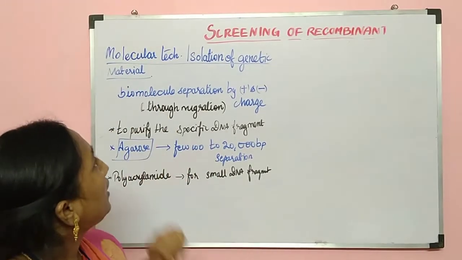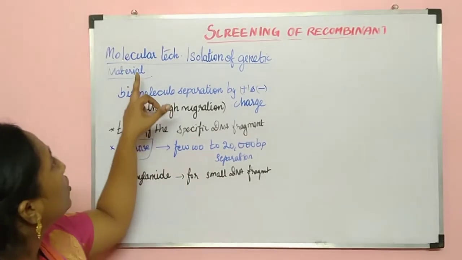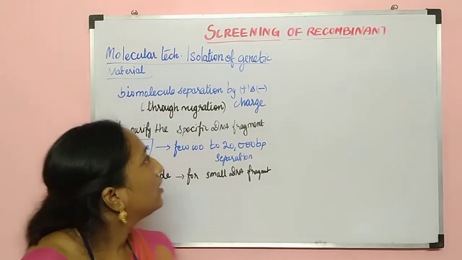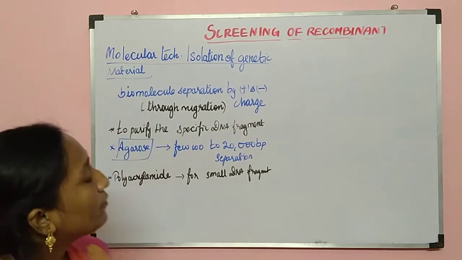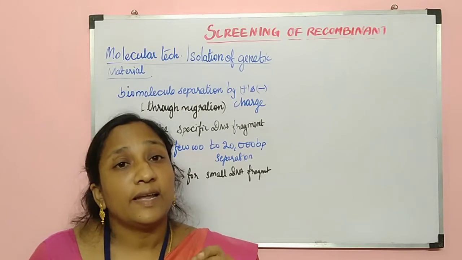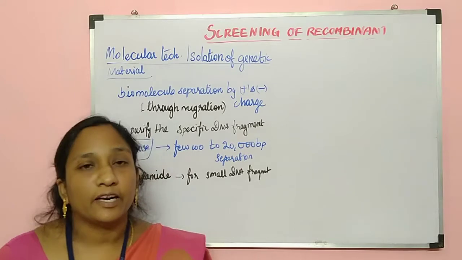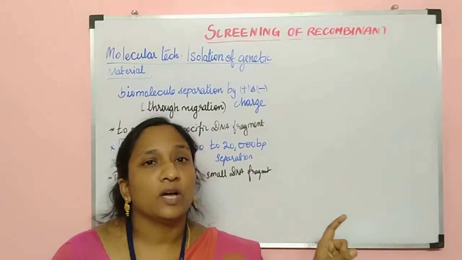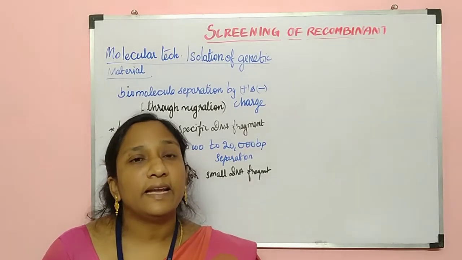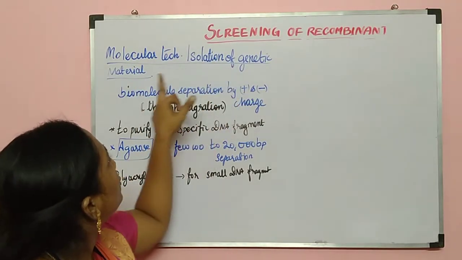Now we are going to learn about the molecular technique of isolation of genetic material. Here we are using the agarose gel method, or agarose gel electrophoresis method. We make the macromolecules migrate, and we already know DNA has an electrical charge. Most DNA fragments have a negative charge, so they move toward the positive electrode. By this principle we separate the DNA fragments. That is called the molecular technique of isolation of genetic material.